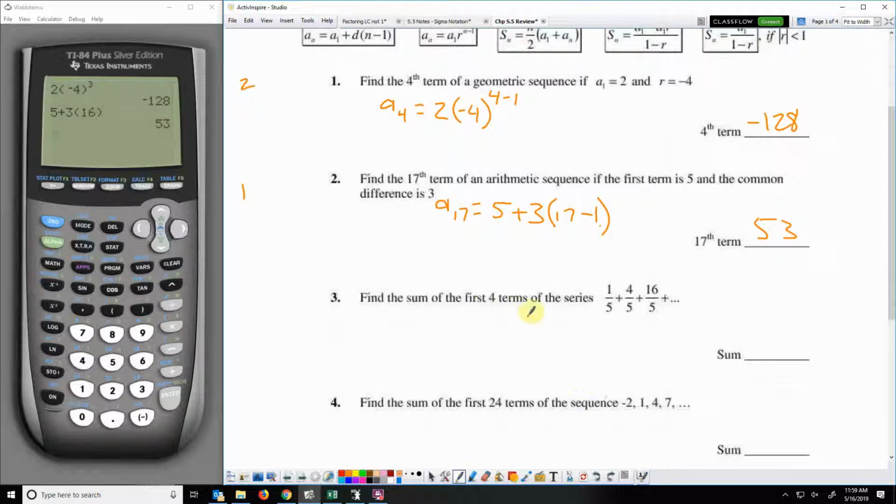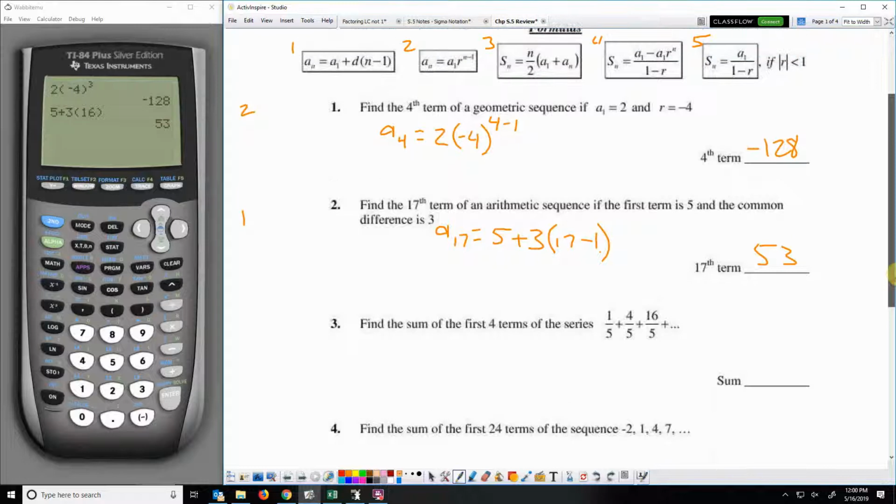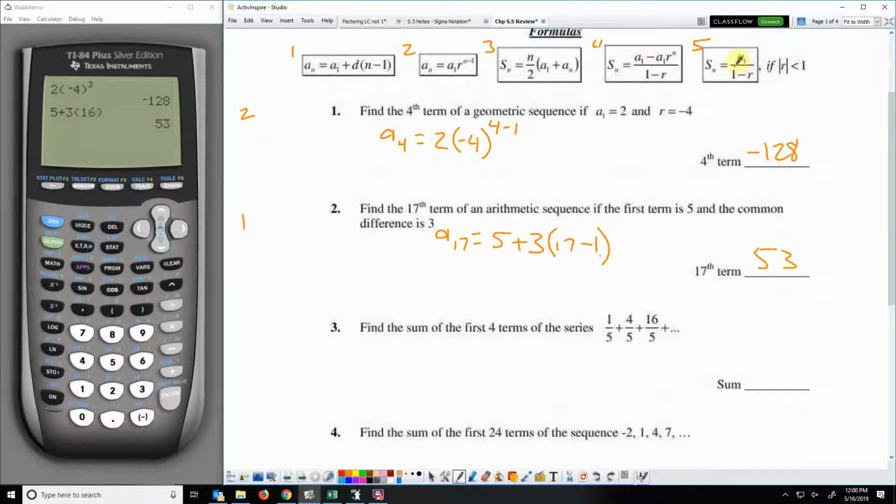Find the sum of the first 4 terms. Okay, so sum means we're doing a series. It's going to be one of these 3. First 4 terms, number 5 is only for infinite. So it's either arithmetic 3 or geometric 4. So it looks like in the top we're multiplying by 4. So there's a common ratio of 4. In the denominator, it looks like it's staying the same, so we could say that there's a common ratio of 1. So it looks like there's a common ratio of 4, so it's geometric, so we're using the fourth formula.